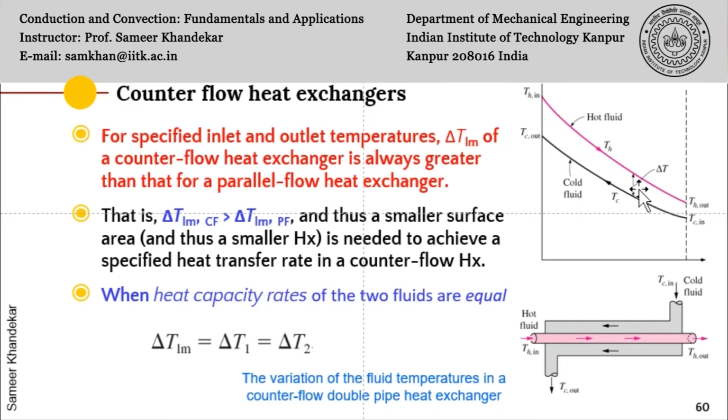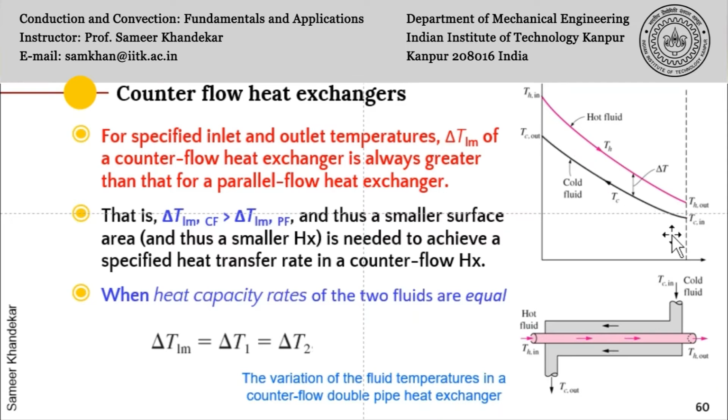Now if you remember, this delta T can be made equal throughout the heat exchanger if the heat capacity rates are the same. So when the heat capacity rates of the two fluids are equal or identical, then naturally the LMTD will be equal to delta T1 and equal to delta T2, because these become straight lines, and you will have the same temperature difference right throughout the heat exchanger.